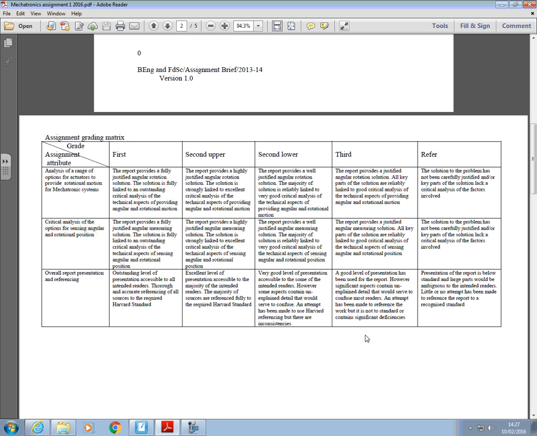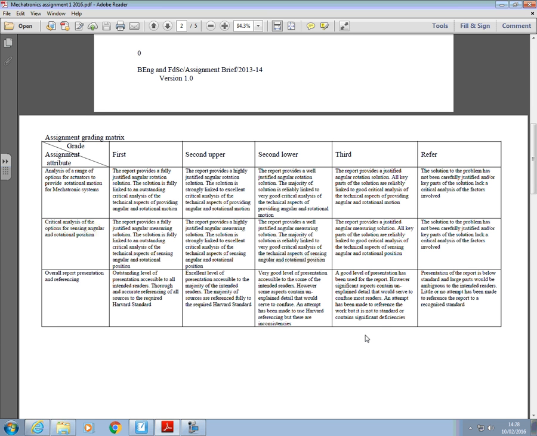Okay. I like to focus on the second upper band when I go through these. For 2.1, the report provides a highly justified angular rotation solution. The solution is strongly linked to excellent critical analysis of the technical aspects that provide angular and rotational motion. So it's got to be linked to the application you've been given, not just general. Okay.